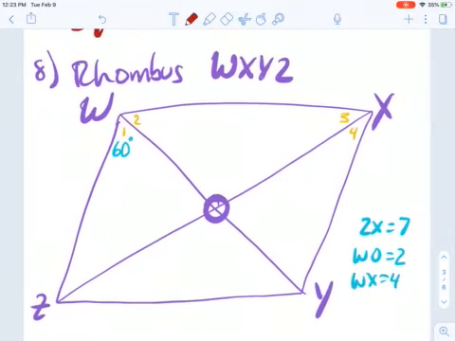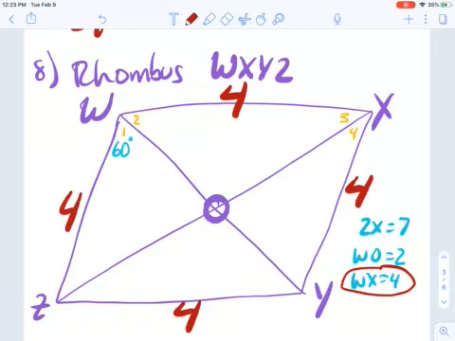Number 8, we are looking at a rhombus. We need to fill in all of the missing pieces here. First off, let's start with the fact that WX equals 4. That means that all sides equal 4, because a rhombus has all sides equal. Also looking at then the angle is 60 degrees. That means angle 2 is also 60 degrees because a diagonal bisects the opposite angles, which means the opposite angles are going to be the same. So they are also broken up into 60 and 60.